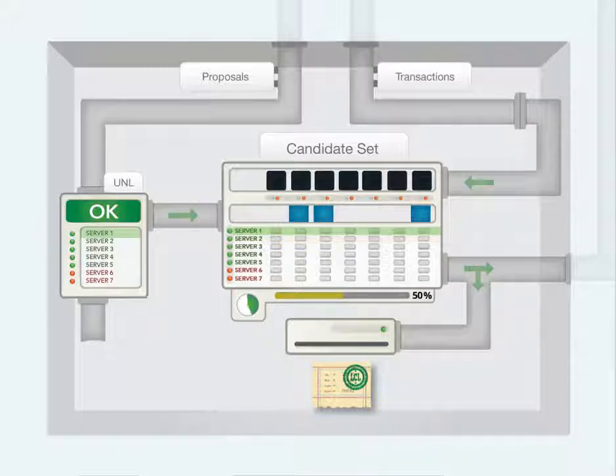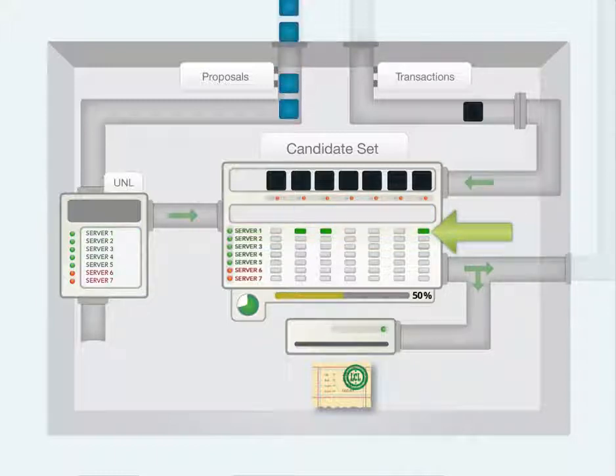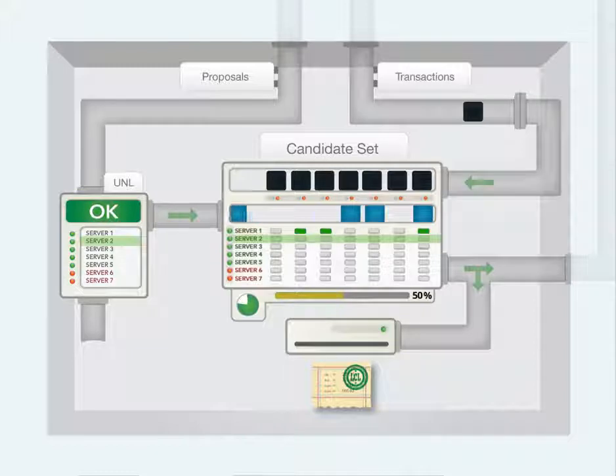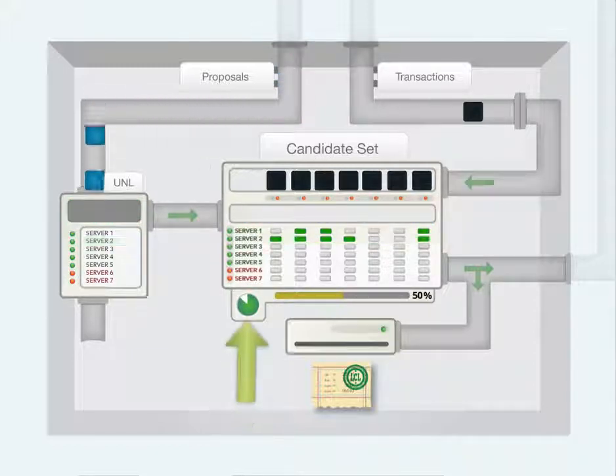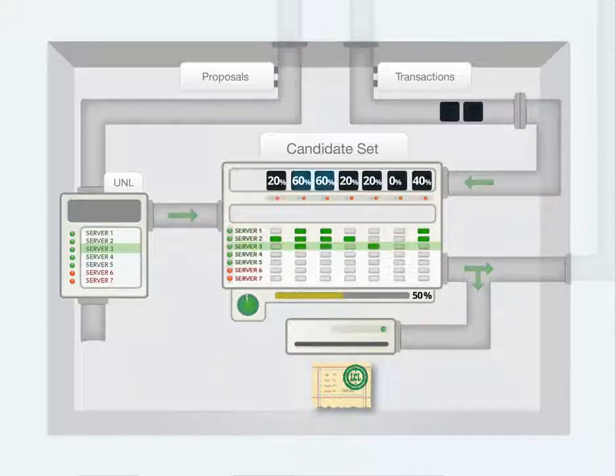The transactions in the incoming proposals are compared against its candidate set. When a transaction in an incoming proposal matches a transaction in the candidate set, that transaction receives one vote. The server continues to check the incoming proposals against the candidate set until a timer expires. At this point, the server takes transactions that have received at least a 50% approval rating and packages them into a new proposal. This proposal goes out to other servers across the network.